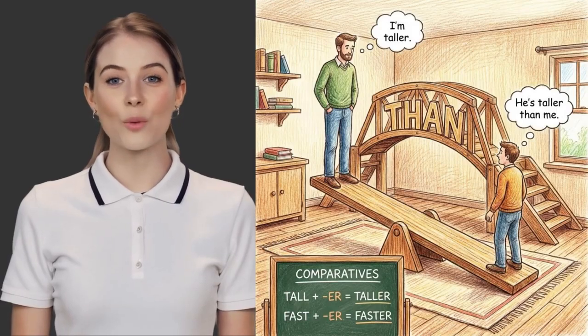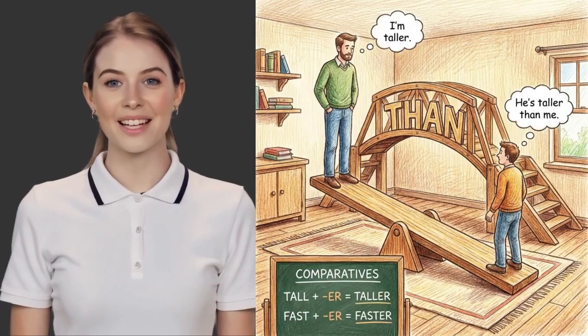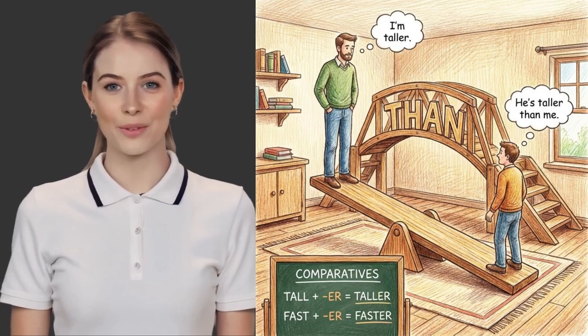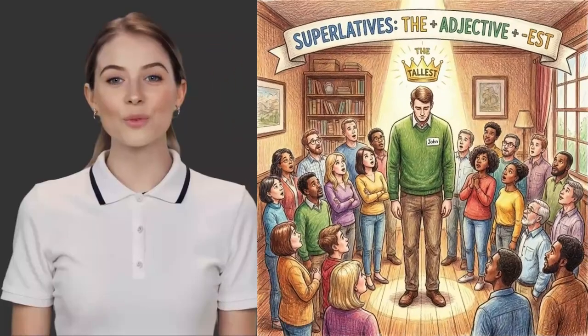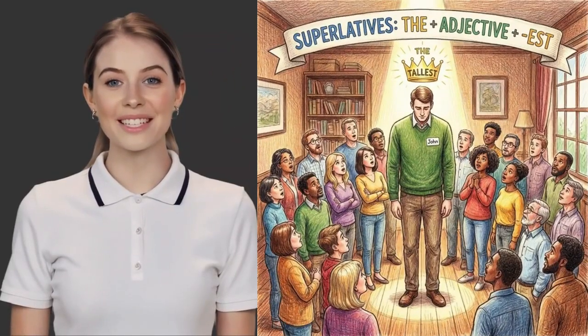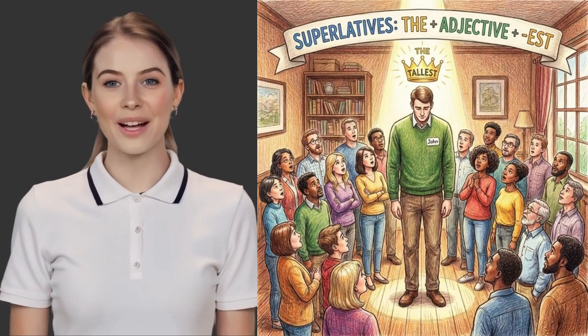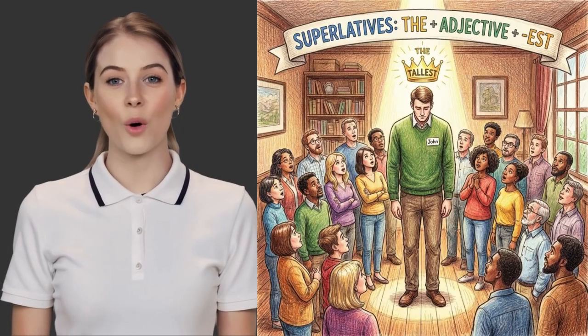than Dave. That word "than" is really important because it acts like a bridge connecting the two things you are comparing. If the word you are using is short like tall or fast, you just snap an "er" onto the end of it. Now imagine the room fills up and there are suddenly 20 people standing there. You can't just compare John to Dave anymore because now you have a whole crowd.